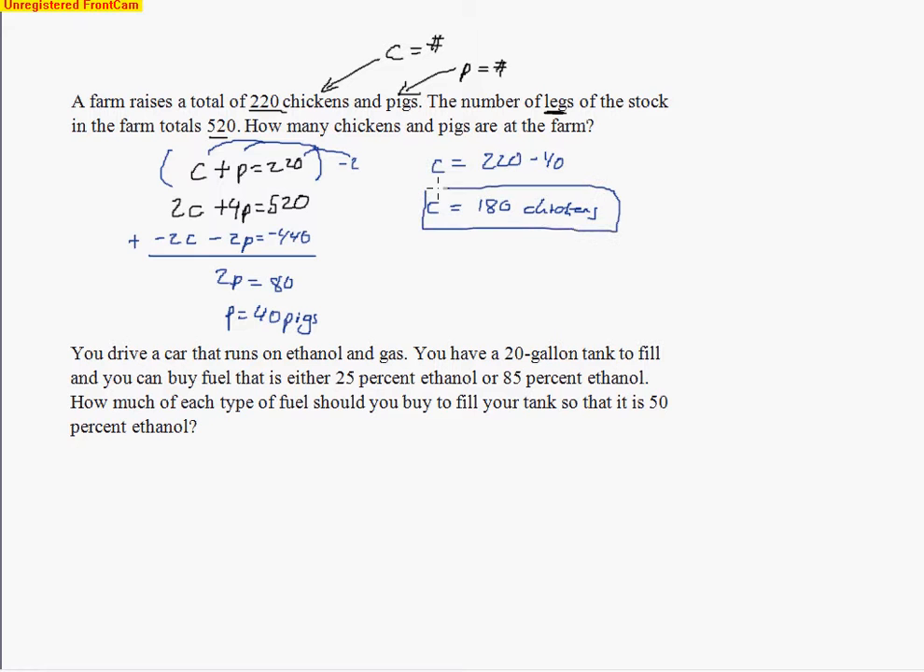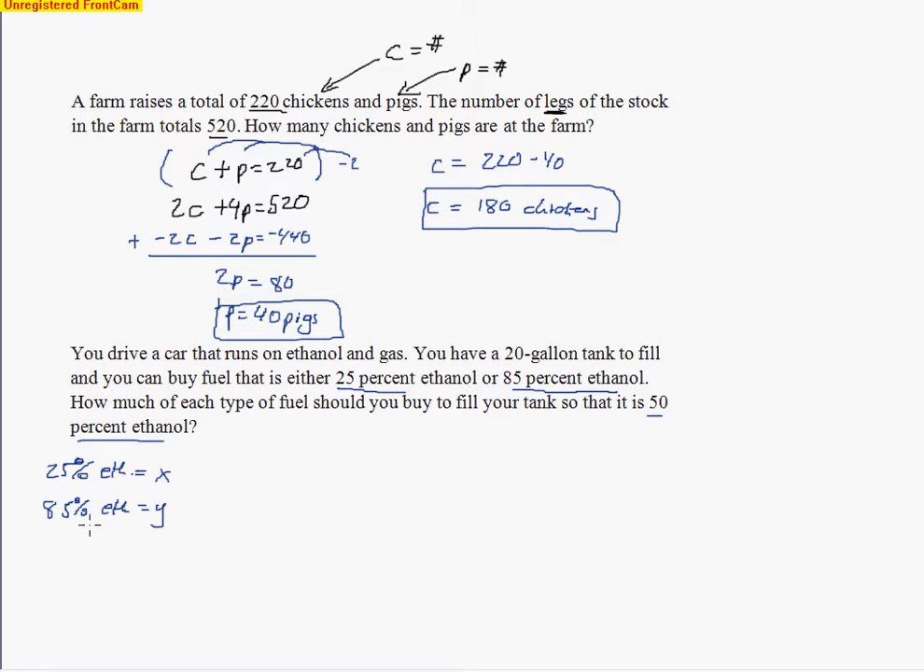So let's move on to the next problem. It looks as though you drive a car that runs on ethanol and gas. You have a 20-gallon tank to fill, and you can buy fuel at either 25% ethanol or 85% ethanol. How much of each type of fuel should you buy to fill your tank with a 50% ethanol mixture? We're going to start off by defining some variables. Let's say the 25% ethanol equals x, and the 85% ethanol equals y.